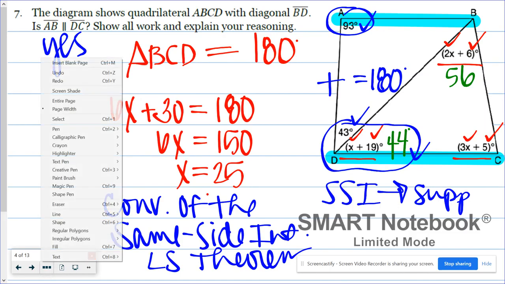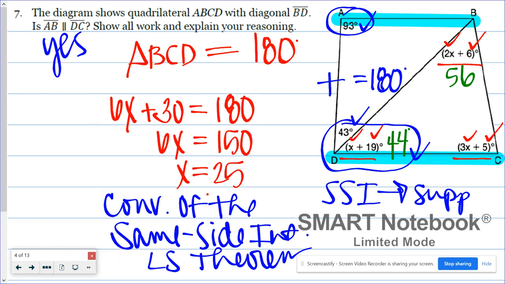Okay, that's one way, because there is another way. If you were thinking like, well, the measure of angle ABD would be 44 degrees using that triangle sum theorem, and thus these two angles are congruent, we could also say the lines are parallel by the converse of the alternate interior angles theorem. That would work as well, okay?